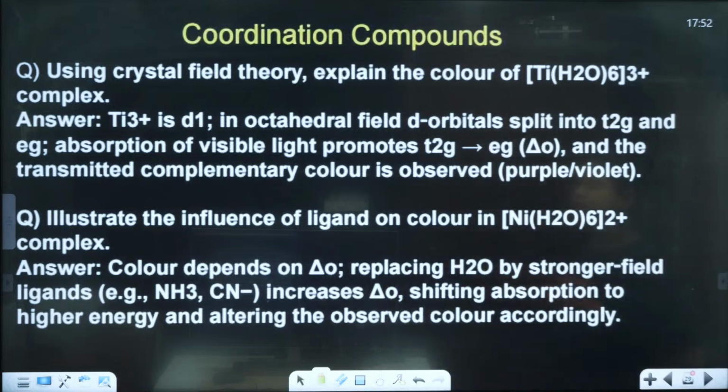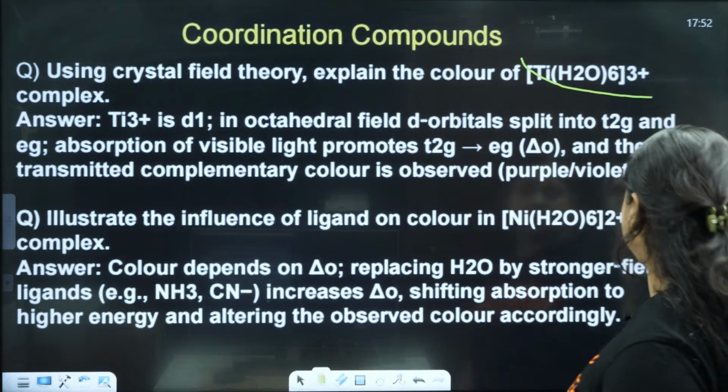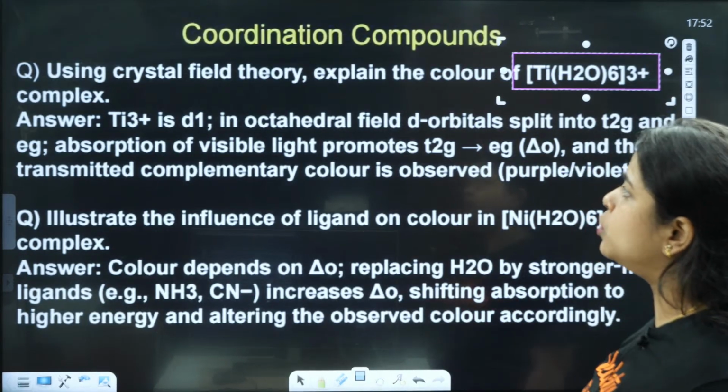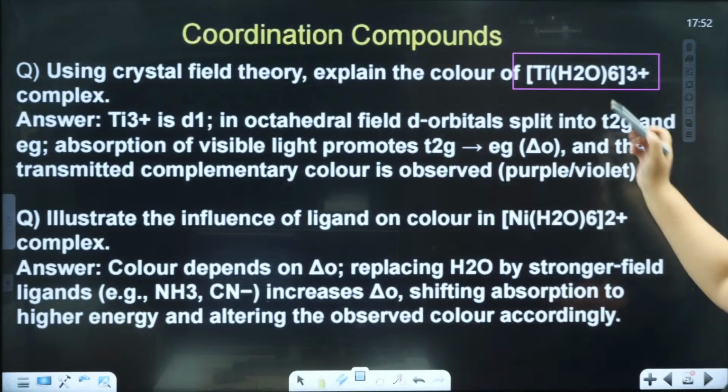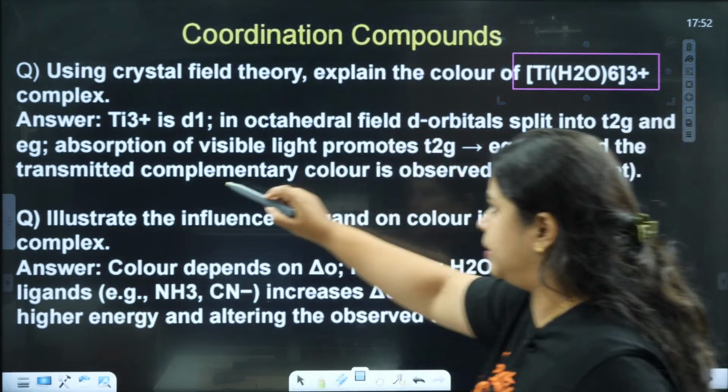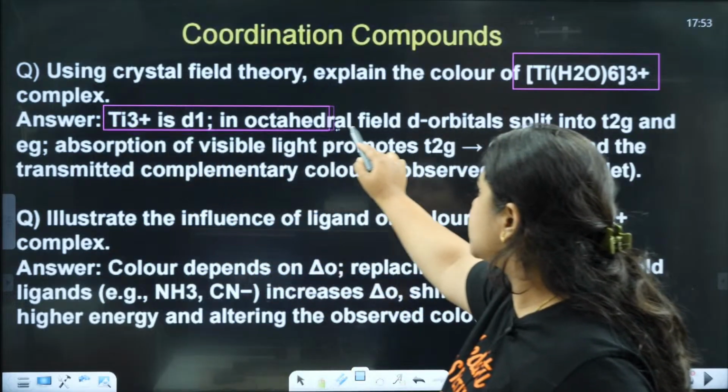Using crystal field theory, explain the color of the [Ti(H2O)6]3+ complex. They have asked us to explain [Ti(H2O)6]3+. So Ti3+ is actually what? d1. It's a d1 octahedral field.